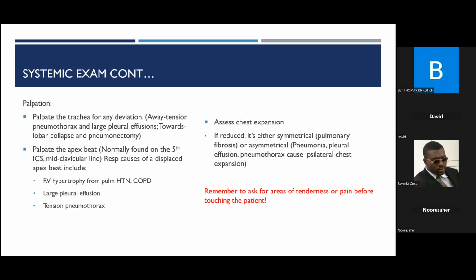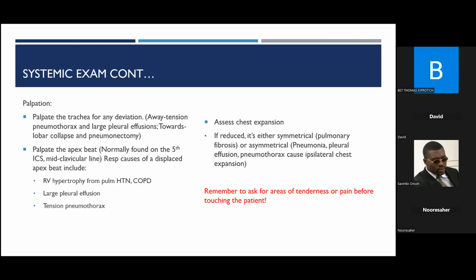After you've palpated for the trachea, now you palpate for the apex. The apex is normally found in the fifth intercostal space, mid-clavicular line. If it's deviated, this points towards a displaced mediastinum. There are also other conditions that bring this about, things like malignancy, where the growth could shift the mediastinum. So assuming the trachea is deviated to the left and the apex is also deviated to the left, this paints a clear picture of mediastinal shift.